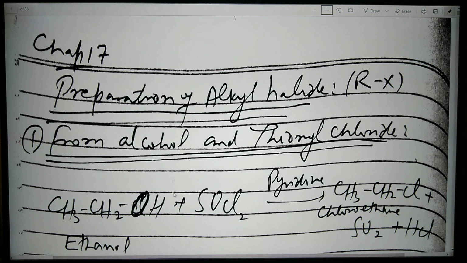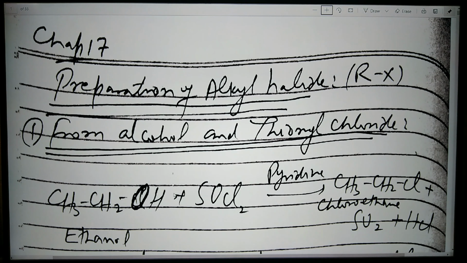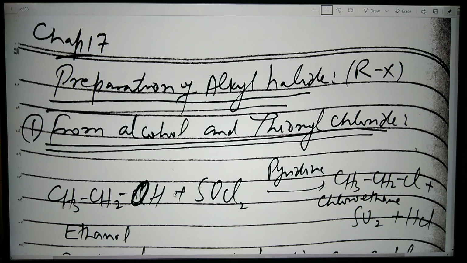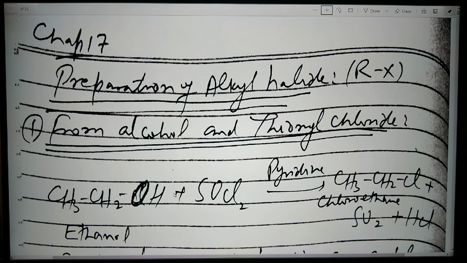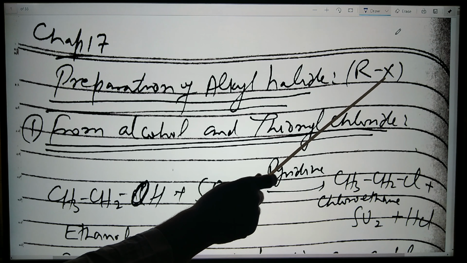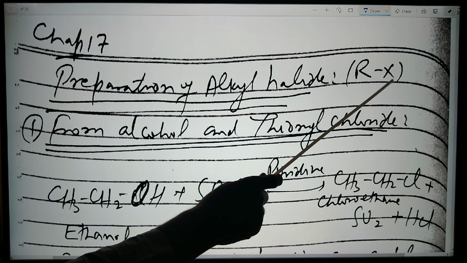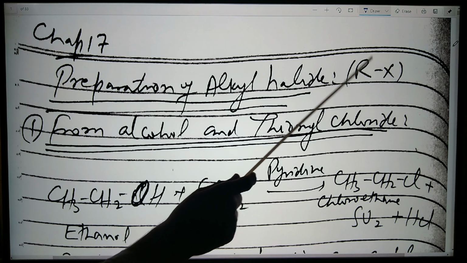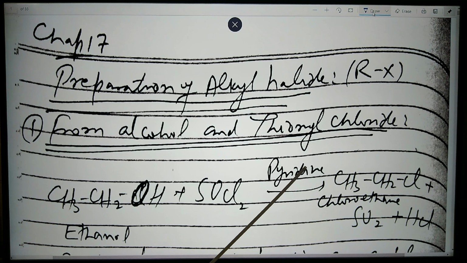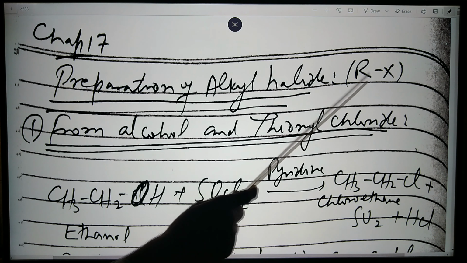Dear student, today we will start chapter number 17, alkyl halide. You have already studied the nomenclature of alkyl halide in lecture number 7. So today we will start the preparation of alkyl halide. Basically the alkyl halide is RX, where X is Cl, Br, I, that is the 7 group element, and R is the alkyl radical, which is methyl, ethyl, propyl.